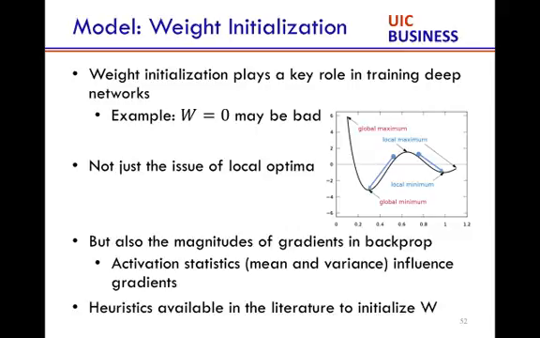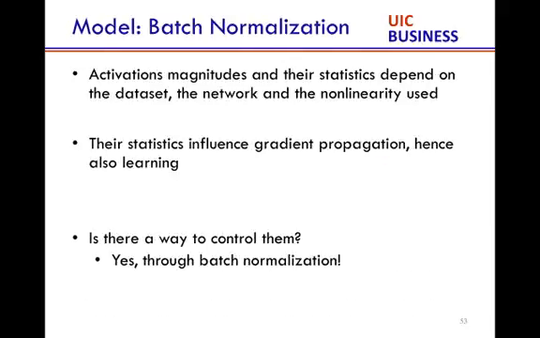Even if the gradients are all good, you may still be stuck in local optima, but it could also be that because of the way you're trying to compute gradients, they may not even be backward propagated. That's the second issue. To somewhat ameliorate this issue, there's a technique called batch normalization.